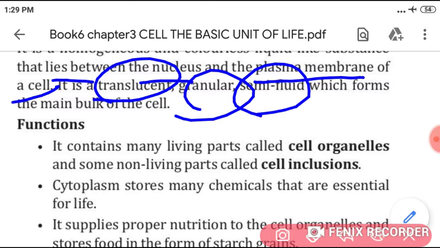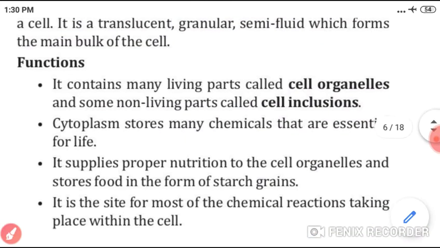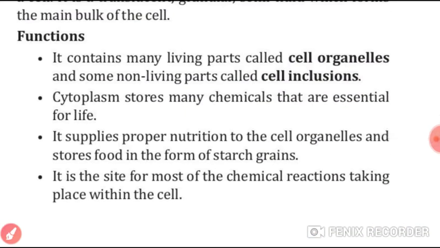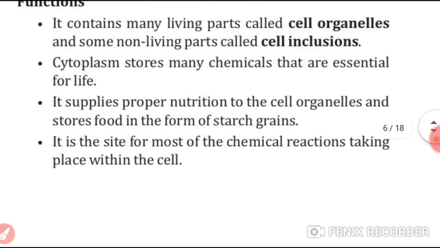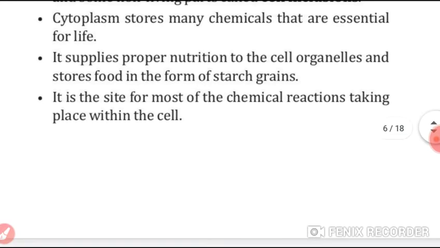Okay. What is the function of it? Students, it contains many living parts. What are they called? They are called cell organelles. And some non-living parts are also there. They are called cell inclusions. Students, cytoplasm stores many chemicals that are essential for life. Cytoplasm also supplies proper nutrition to the cell organelles, and it is the site for most of the chemical reactions that are taking place within the cell, students.